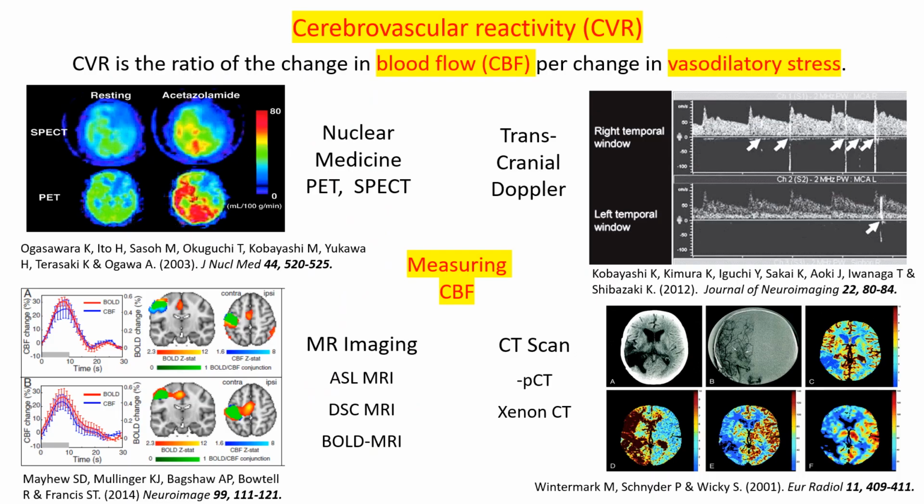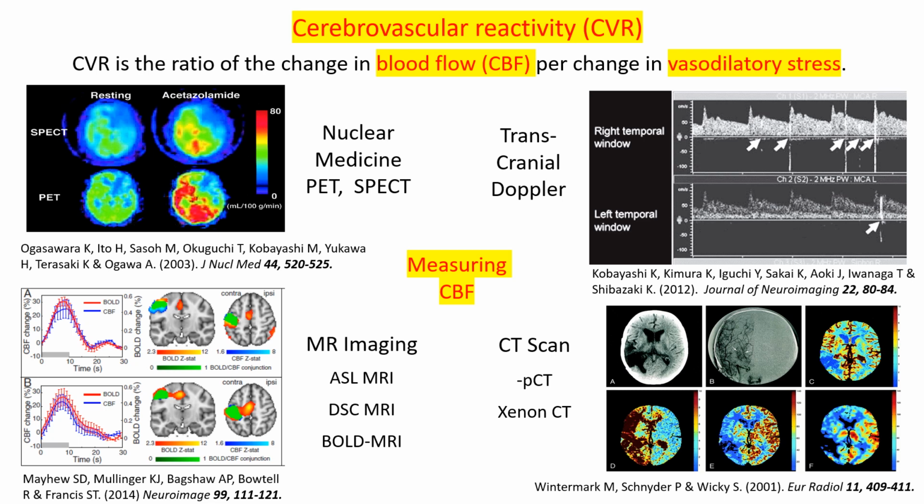The measure used to assess cerebrovascular health is cerebrovascular reactivity, CVR. It is a vasodilatory stress test that measures the ratio of the change in blood flow per change in vasodilatory stress. For this test, how is blood flow measured and what is the vasodilatory stress used?